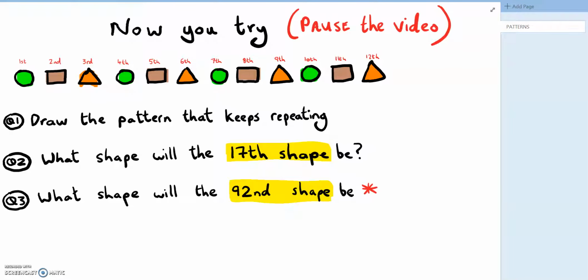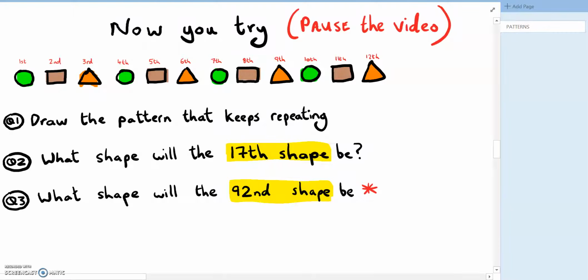Okay, we ran out of time on the other little video, so we'll have to do the answers to this one on this video. So let's look at question 1. It asks us to draw the pattern that keeps repeating. Okay, where is the pattern? Okay, green, brown, orange, green, brown, orange, green, brown.